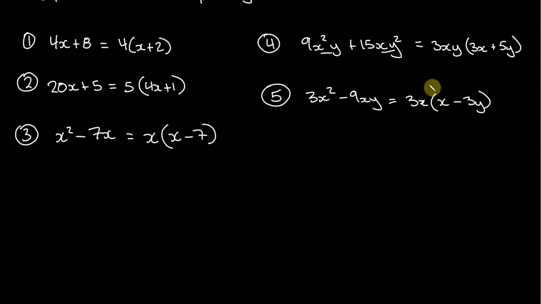right? Because again, if we think of it in reverse now, if factorizing is the opposite of expansion, well, if we expand this, 3x times x, that's 3x squared. 3x times minus 3y, that's going to be minus 9xy, right? 3 times 3 is 9, x times y. So there you go.